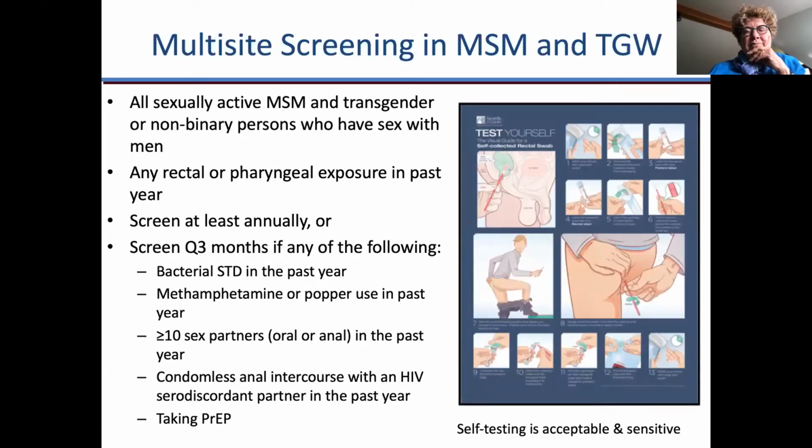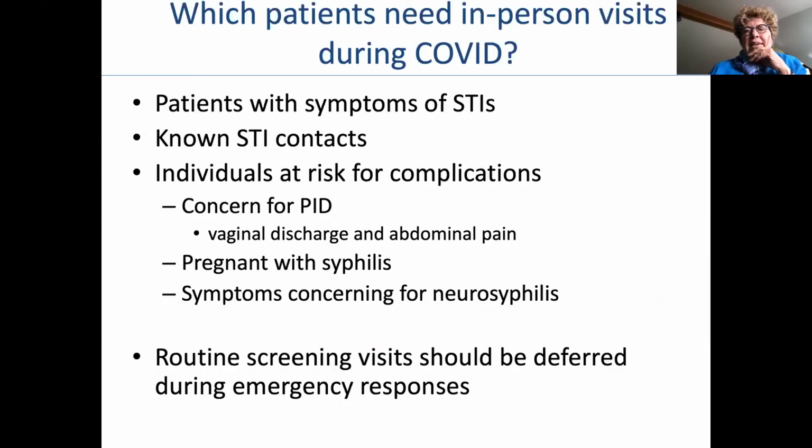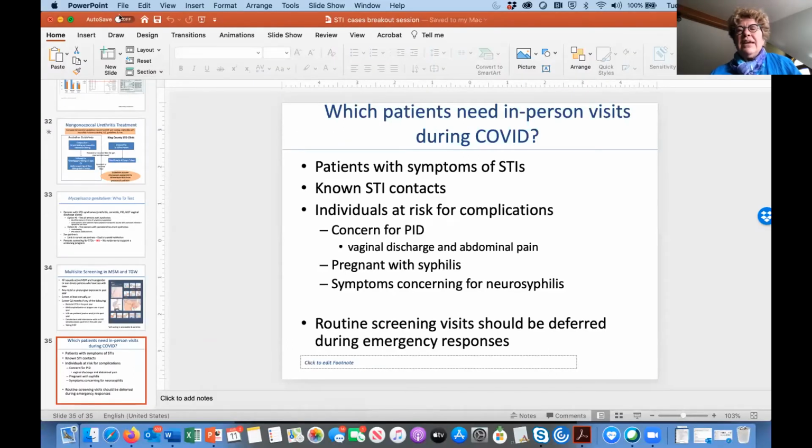We touched on this, recommend multi-site screening. And I think in the era of COVID, we should try to continue to see persons if they have symptoms, known contacts, or if they're at risk for complications, such as women who have abdominal pain and might be at risk of PID, if they're pregnant with syphilis, or any symptoms concerning for neurosyphilis. Routine screening probably should be deferred and used only for really high risk persons. So I think I will stop there and invite audience questions and discussion.